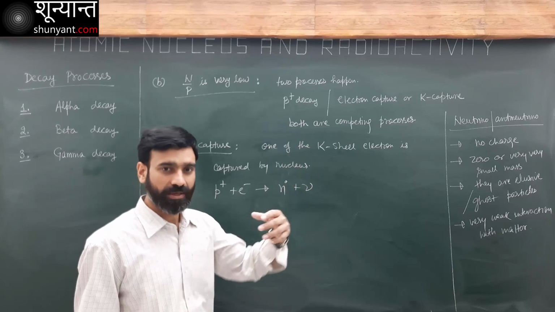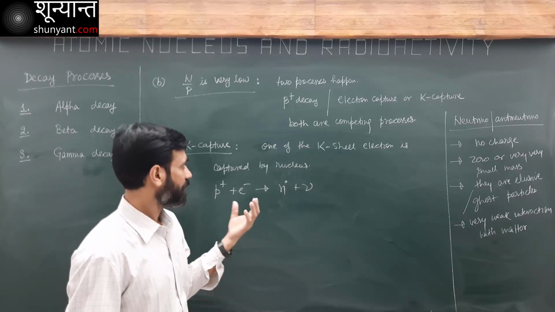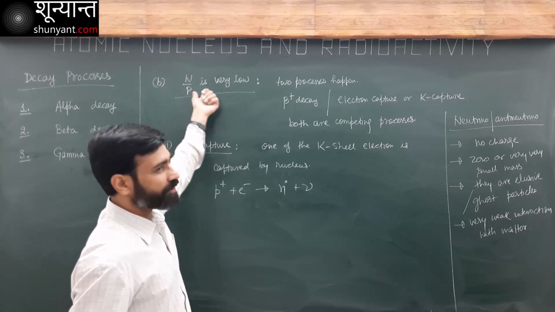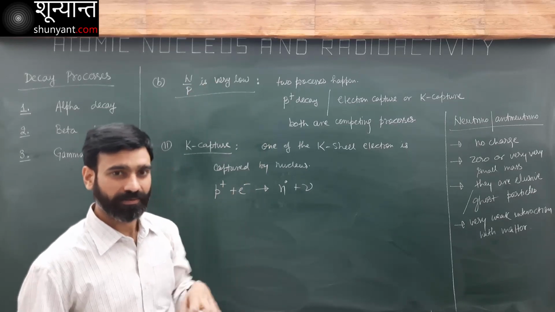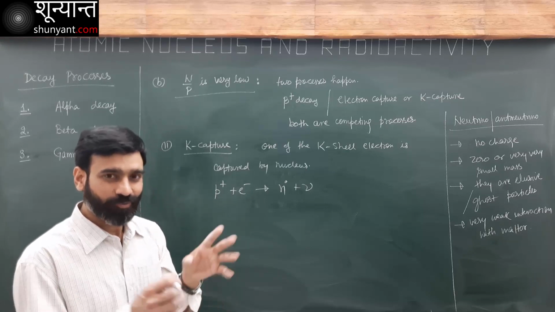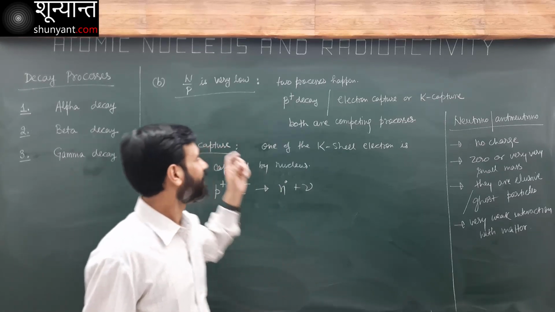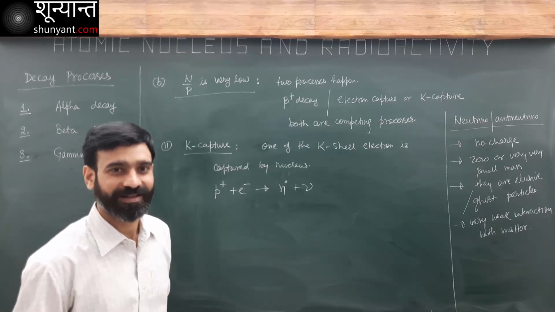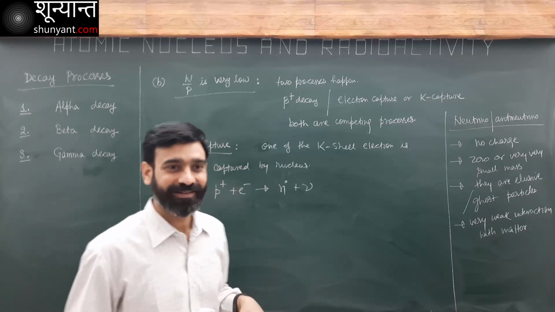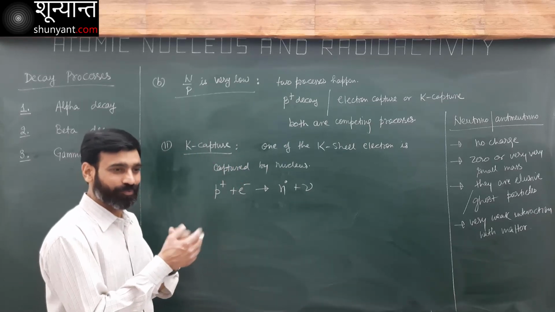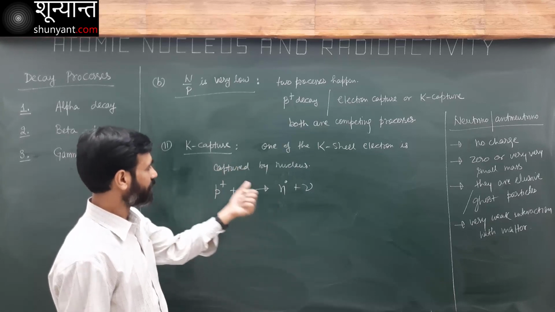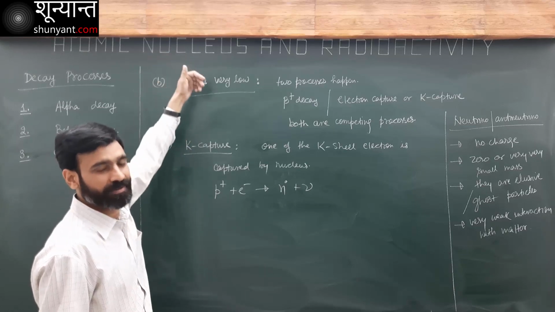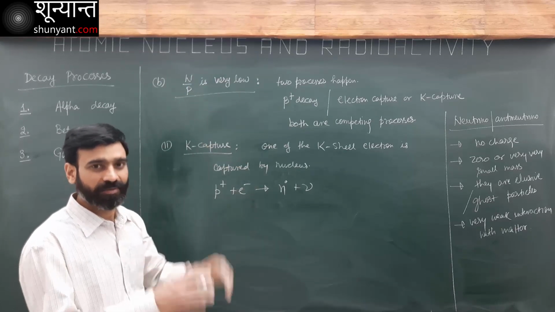The innermost electron, the closest electron: K shell is the closest shell. N by P is very low, that means the positive charge is very high with respect to what is required for stability. Strong attractive forces. It captures one of the electrons, one of the electrons is captured by the nucleus. Then it merges with a proton. A proton converts into a neutron. The number of protons decreases and the neutrons increase. So N by P, which was very low, becomes a little higher. It becomes stable.